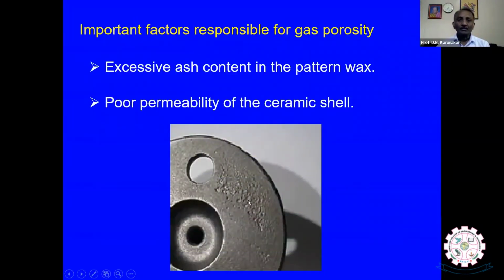Now, this is the gas porosity. Yes, it looks like this. Why does this problem arise? The first cause is excessive ash content in the pattern wax.